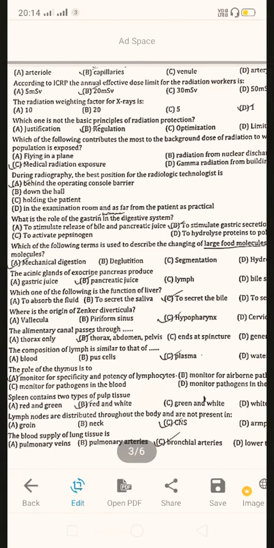Which is the origin of Zenker diverticulum? It is the hypopharynx. Okay. Where is the origin of a Zenker diverticulum? The correct answer will be C.